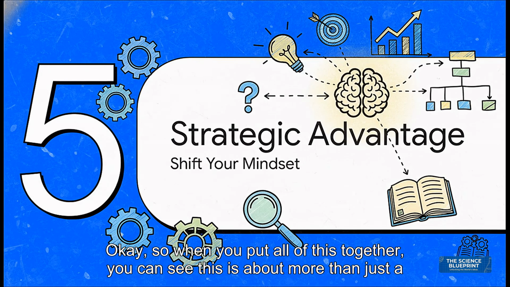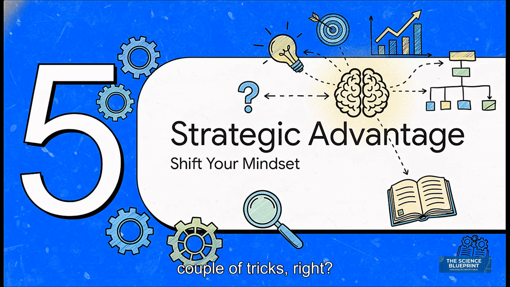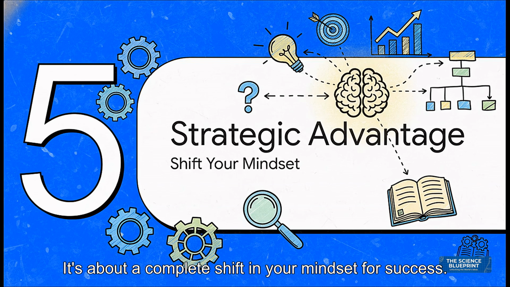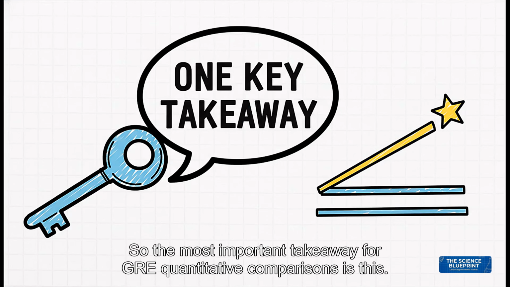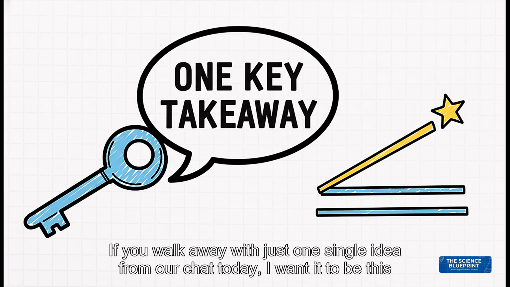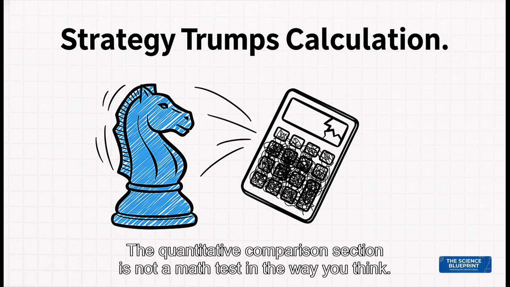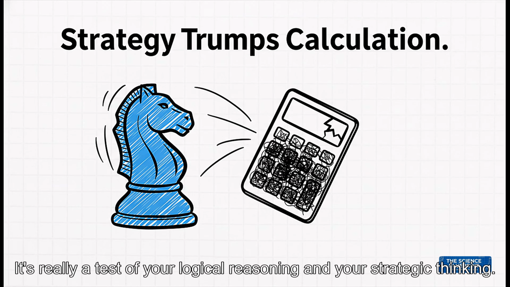Okay, so when you put all of this together, you can see this is about more than just a couple of tricks, right? This is about getting your strategic advantage. It's about a complete shift in your mindset for success. So, the most important takeaway for GRE quantitative comparisons is this. If you walk away with just one single idea from our chat today, I want it to be this one. Strategy trumps calculation. That's it. Every single time. The quantitative comparison section is not a math test in the way you think. It's really a test of your logical reasoning and your strategic thinking.